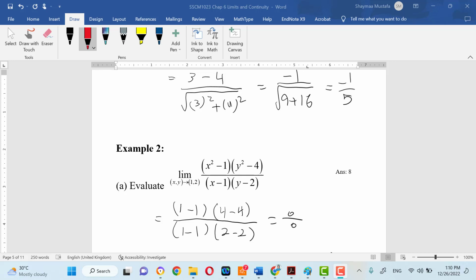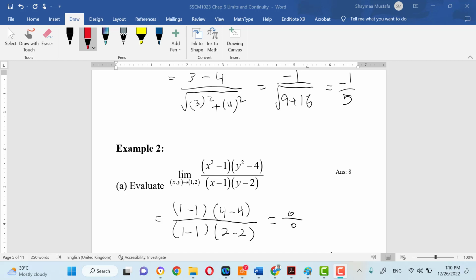In this case, 0 over 0 does not mean that the limit does not exist. We need to find another way to find the limit. Direct substitution fails here, so we need another way.